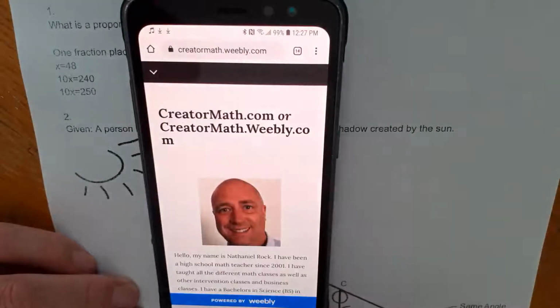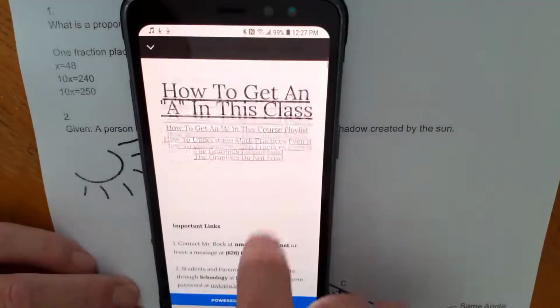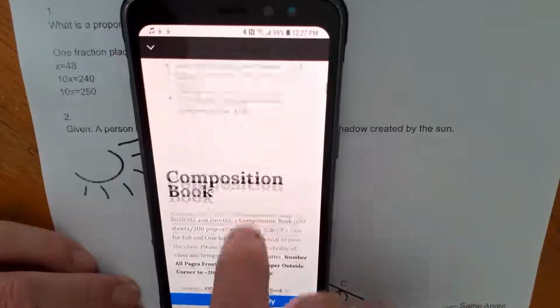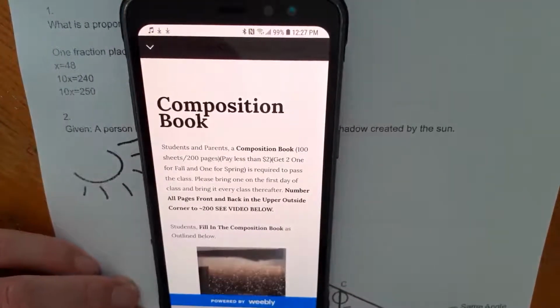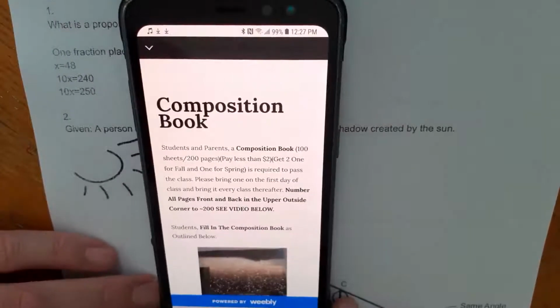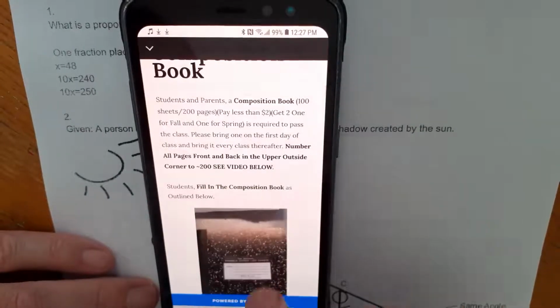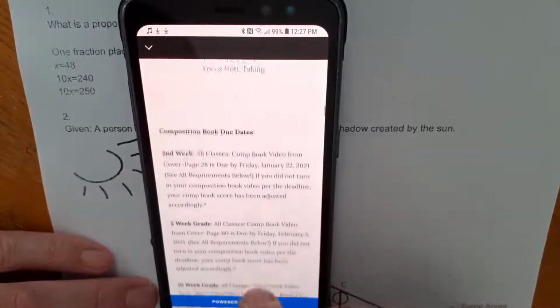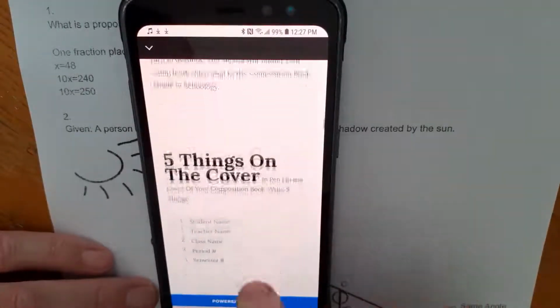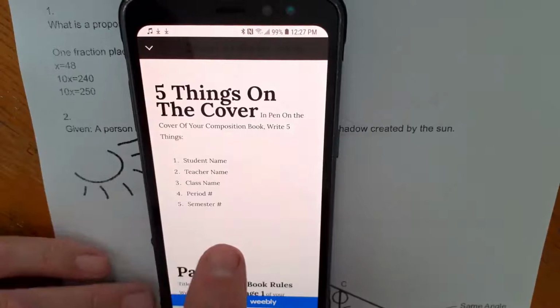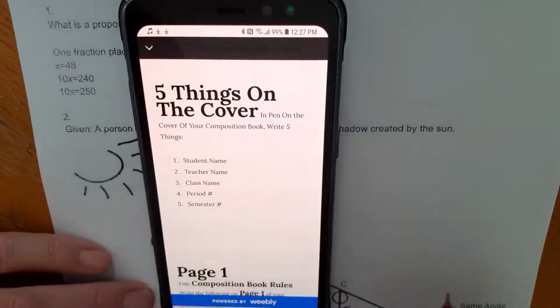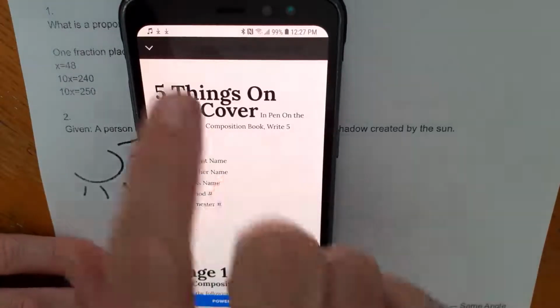looking like this. If you scroll down, you should see the words composition book. If you're having any trouble with the composition book, you don't know what goes where, please go down to the website, find composition book, read all the directions, watch all the videos, follow all the due dates, and if you do what it says here, you should have a 90 to 100% on your composition book.